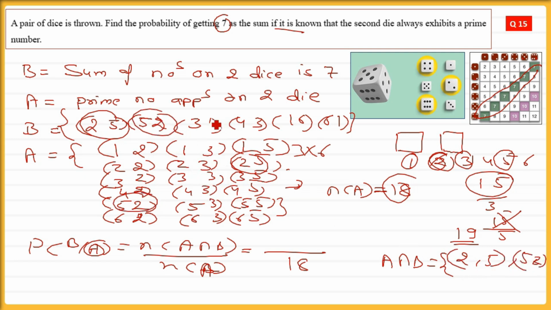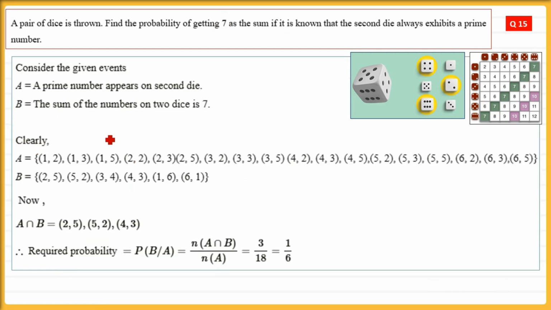4, 3 can come. The others will not come. You will see that only these are common. So the elements in A intersection B are 2, 5, 5, 2 and 4, 3. So these are 3 numbers. So 3 by 18, 1 by 6 is the correct answer. So this is how you can write it whenever you are writing it.